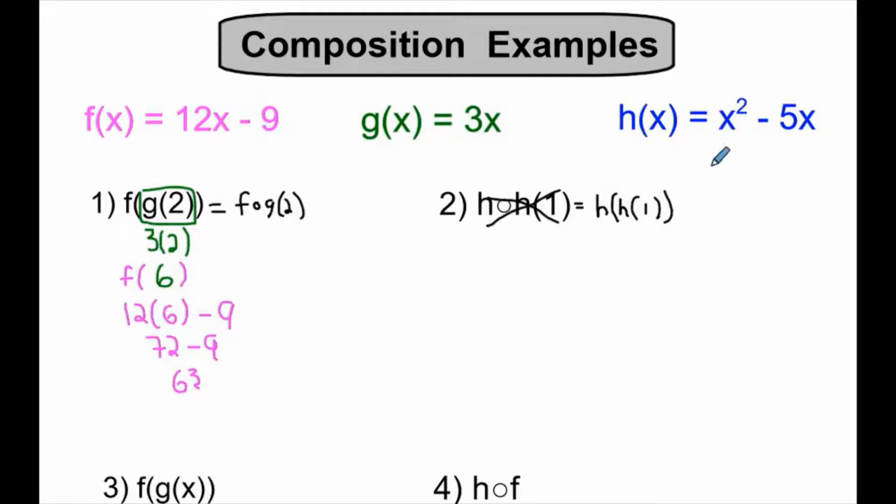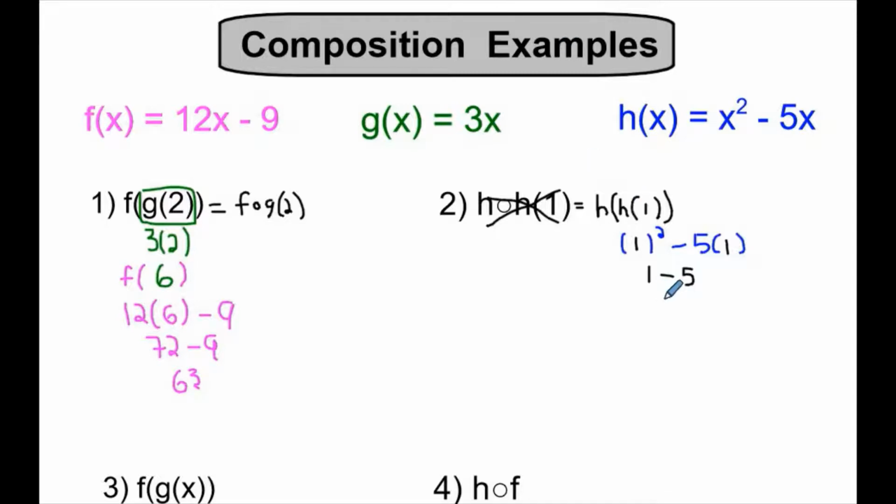So again, we're substituting 1 into the x's for this function, which is h. So h without its x's looks like this. And then we're going to plug in the 1. And that is, again, all composition is. Composition means substitute. Then we obey GEMDAS. We're going to do the exponent first. 1 squared is 1. Then multiplication. 5 times 1 is 5. 1 minus 5 is negative 4.